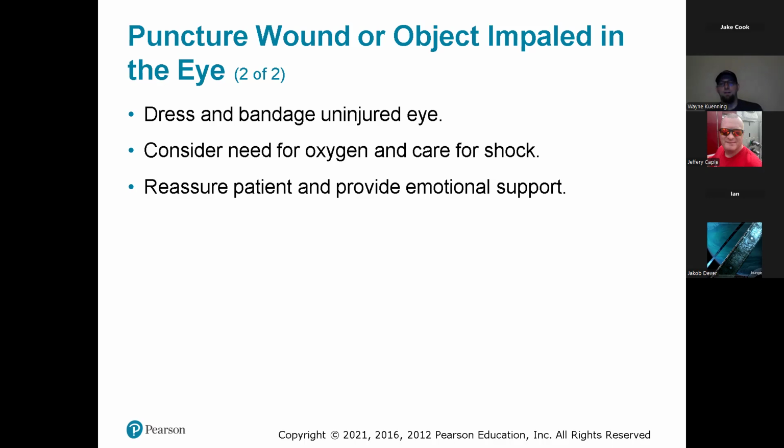Obviously, if it's just isolated to the eye, if they're in some form of shock, it's going to be mild, but we're still going to treat them for that. The optic nerve does have a channel that runs through the skull, so it's not out of the question that whatever object is impaled in the eye could have made it to the brain.